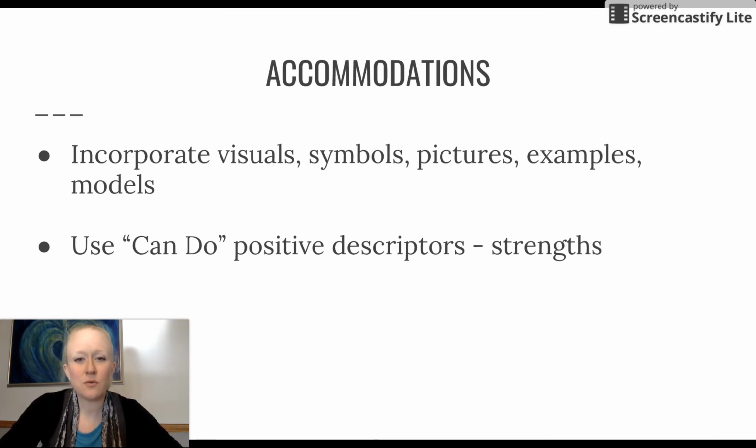And please make sure to use can-do positive descriptors. Make sure the language of your rubric focuses on what students can do at each level and their strengths instead of pointing out what might be missing at each level.